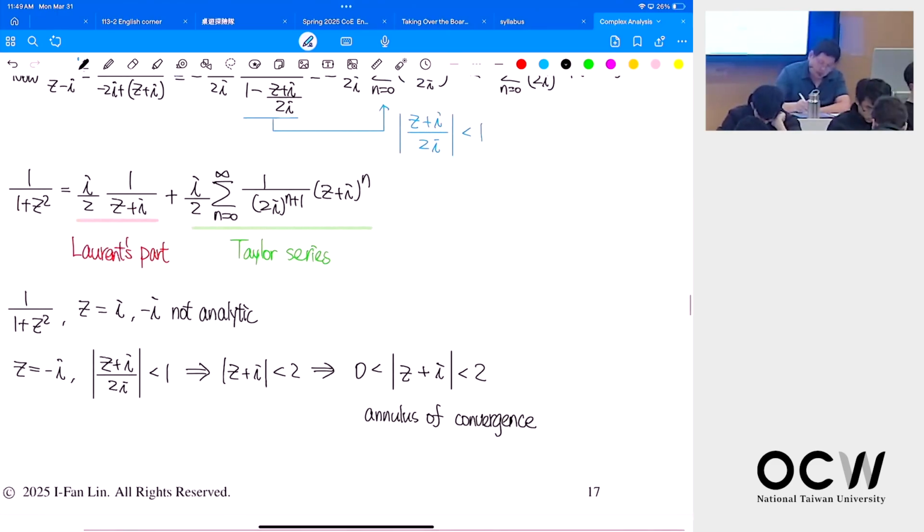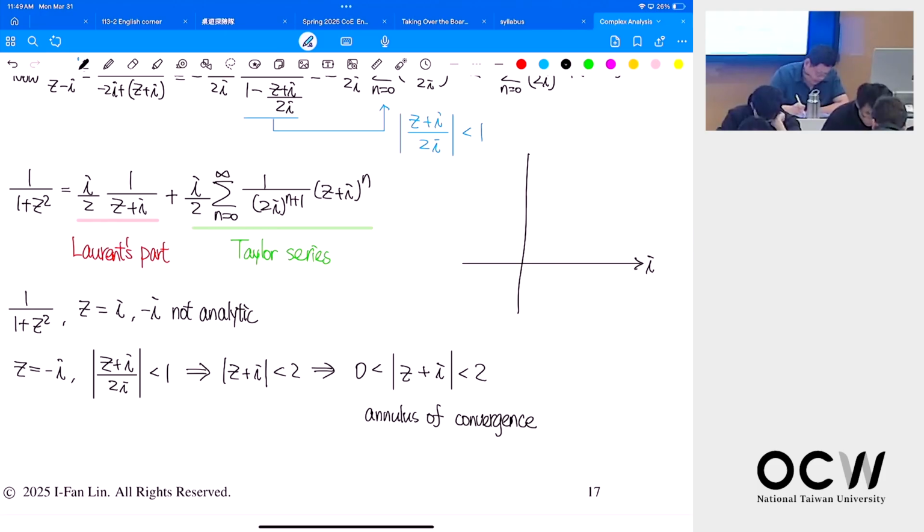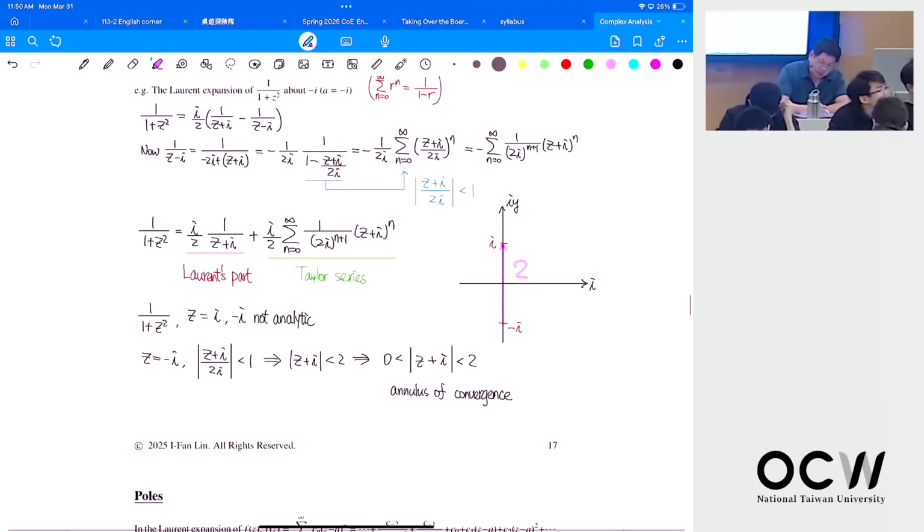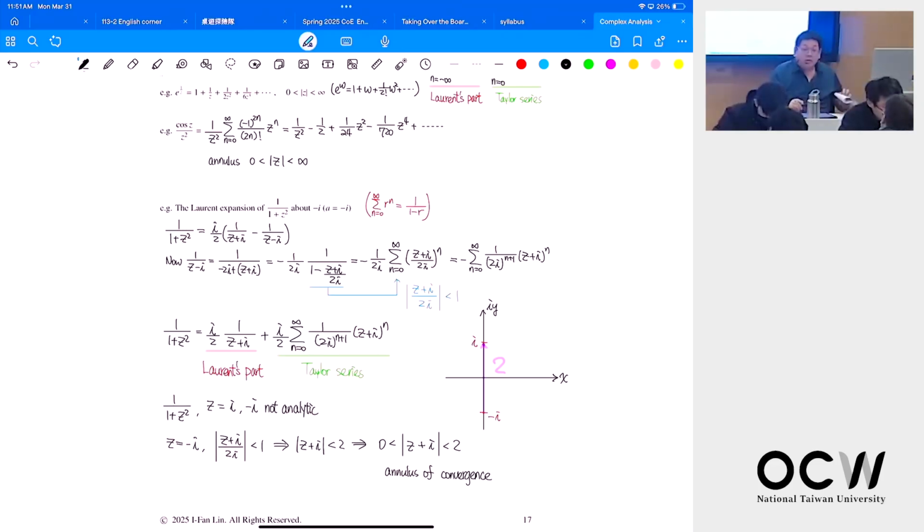So if you plot, here is I and I, y. I have minus I and I. The radius is only 2. Okay.